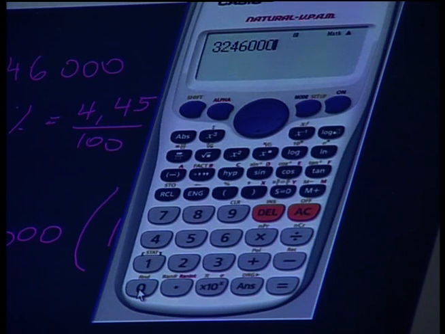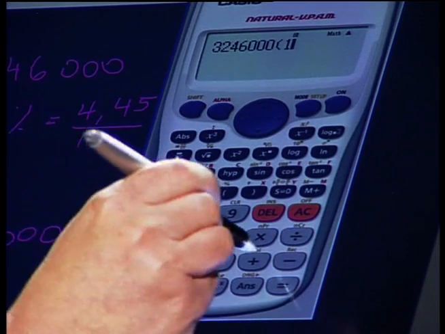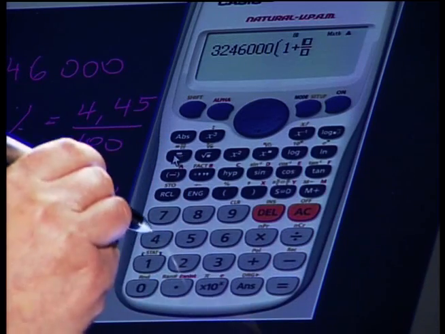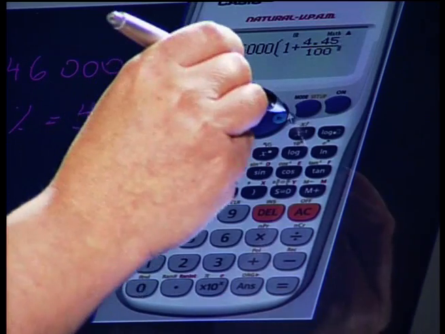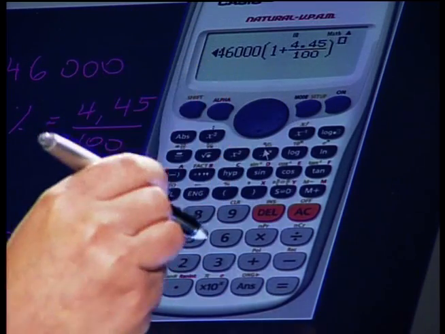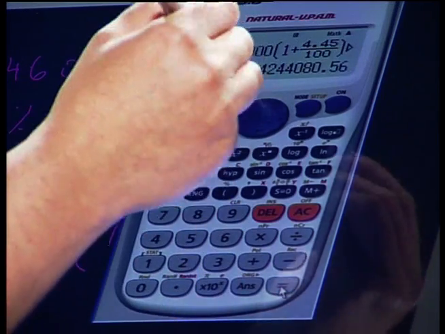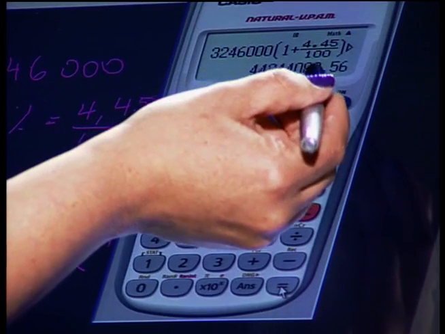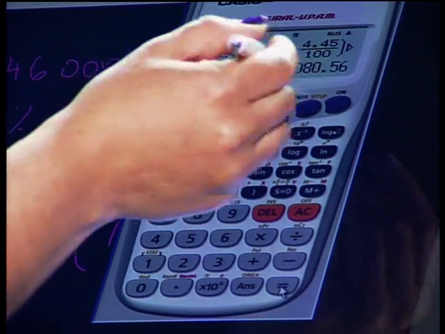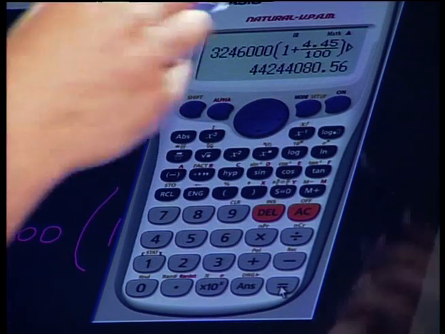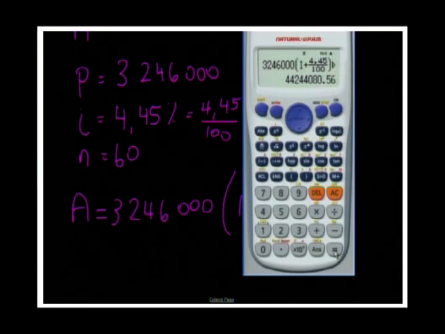Just double check that you've actually got the number correct and that you've typed it in correctly. Open my bracket, 1 plus my interest rate, 4.45 divided by 100. Close that bracket, and to the power of 60 years, and I get an answer of 44,244,080.56. Okay, and I'm going to start counting from my 0 back. So let's type that in.